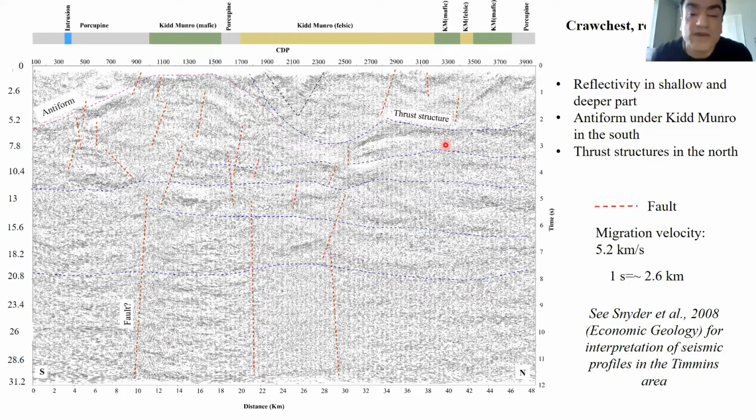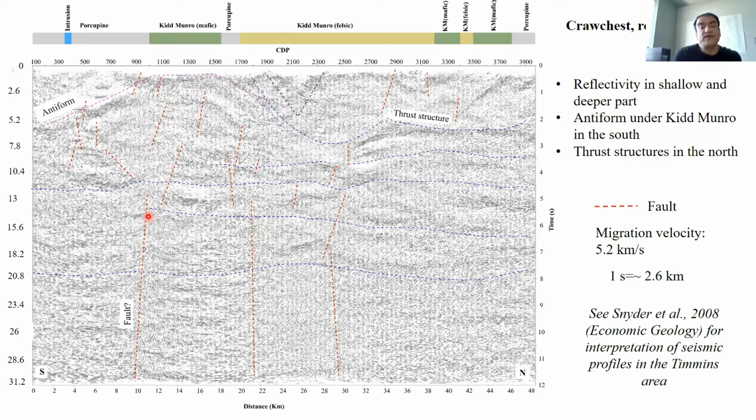I tried to delineate most of these thrust structures or antiform, and these are alongside the interpretation Snyder et al. had for this area. The interesting part is that this deformation or reflectivity pattern is not just limited to the upper crust, and is continuing towards depth. And many of the reflectivity or thrust structures we can connect from the north towards the south. And truncation of reflections, these red dashed lines, suggest a fault.